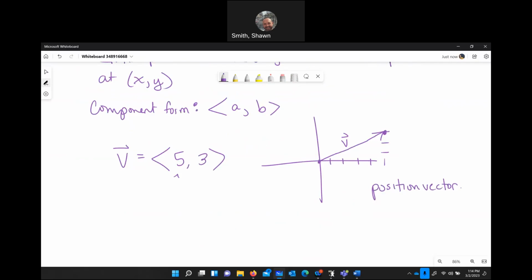The 5 and the 3 are the components, just like a and b, x and y are the coordinates.